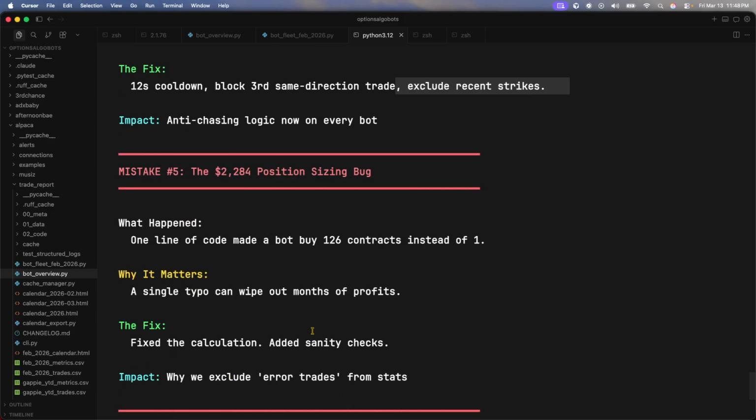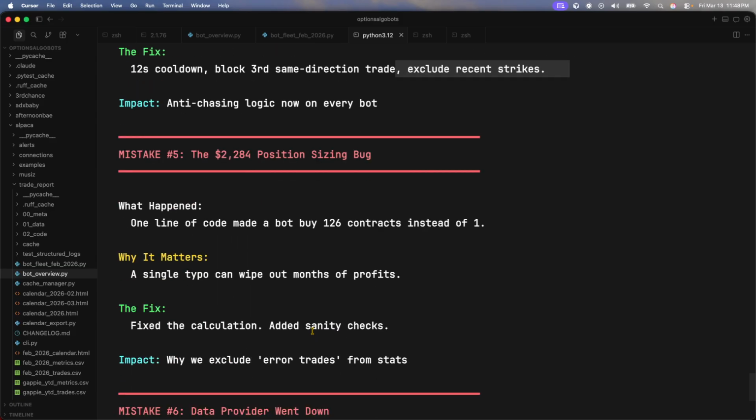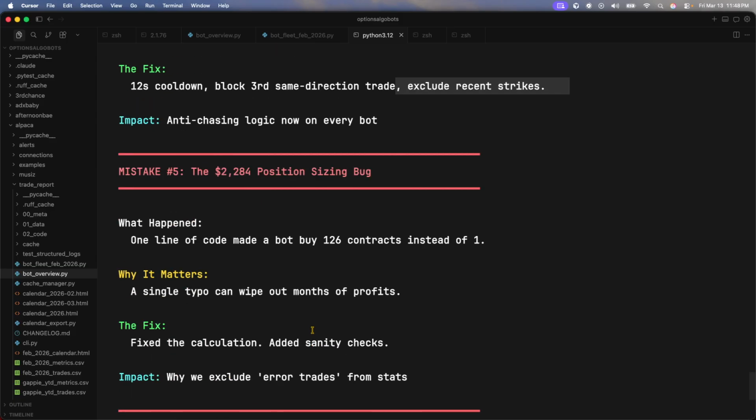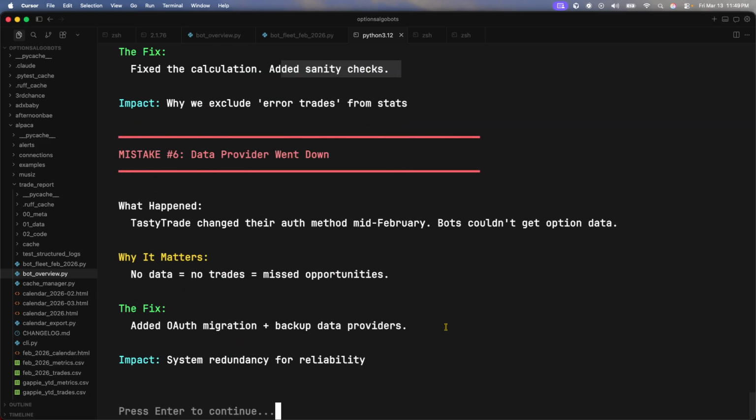The fifth thing that we're able to understand is, bruv, that's why I start with paper trading first. Imagine if I had given this bot real money, right? The first thing it did was a position sizing bug, right? It's a simple little typo that almost wiped out months of profits. So I had to fix the calculation and add a sanity check to make sure this doesn't happen again. And then the last thing that I noticed was data providers, right?